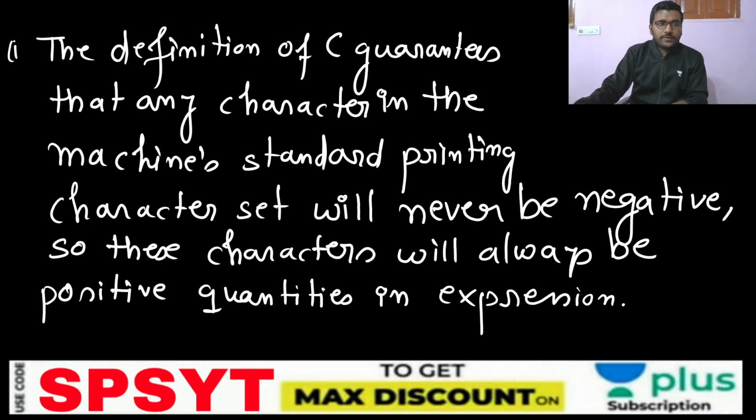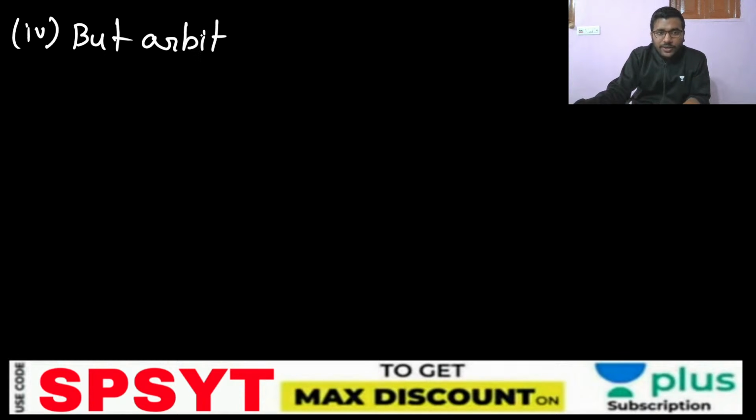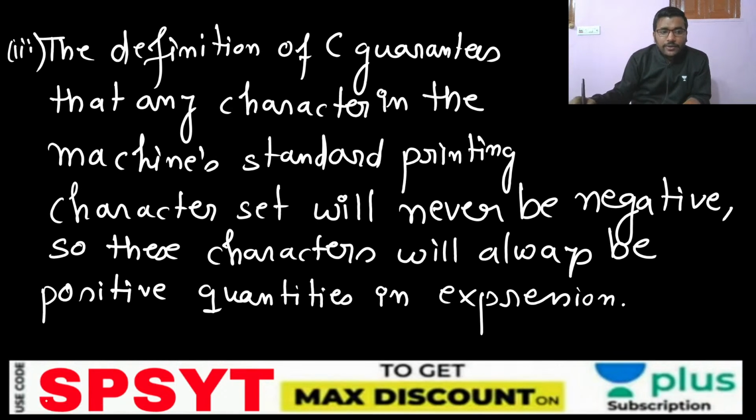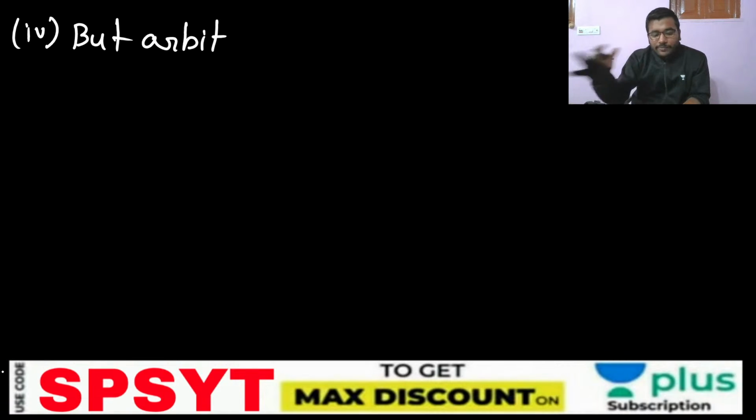So this is the third point. And the fourth point is that if you take any arbitrary bit pattern stored in a character variable, it may appear to be negative on some machine. But printing characters will never be negative. The definition of C guarantees that any character in the machine's standard printing character set will never be negative. So these characters will always be positive in expressions.